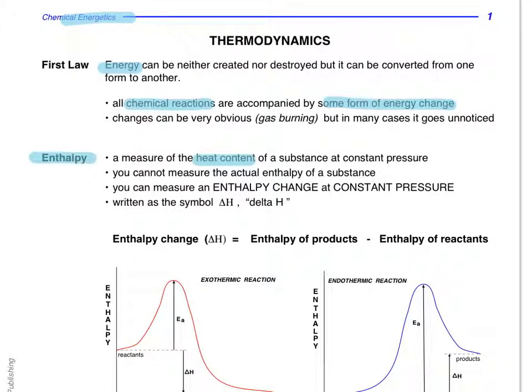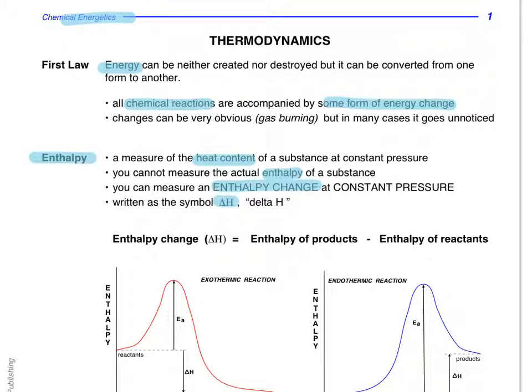So if we're talking about an energy change in terms of heat energy transfer, we term that as an enthalpy change. All you can measure is an enthalpy change. You can't actually measure the enthalpy of a substance. And we represent enthalpy change as this symbol here, little triangle, which is the Greek letter delta. So we say enthalpy change is delta H, where the delta means change and the H means enthalpy.